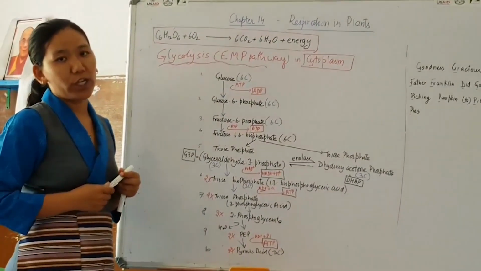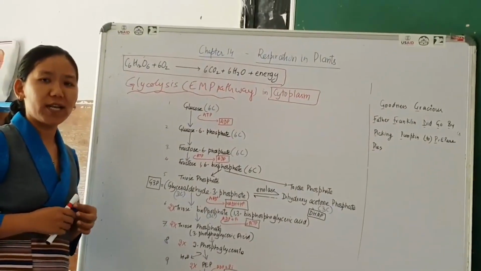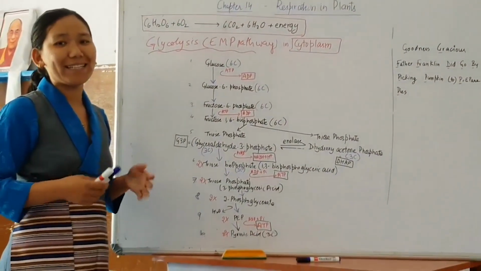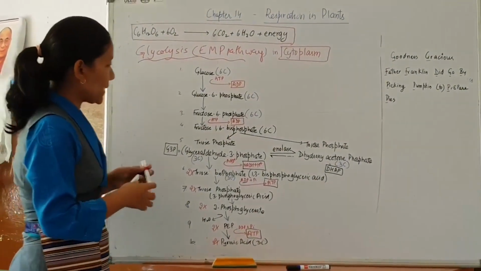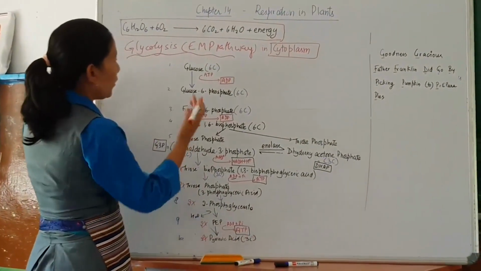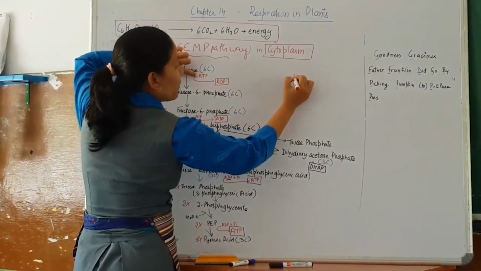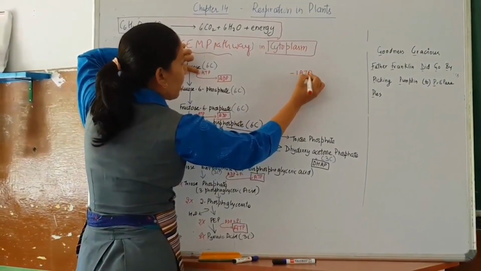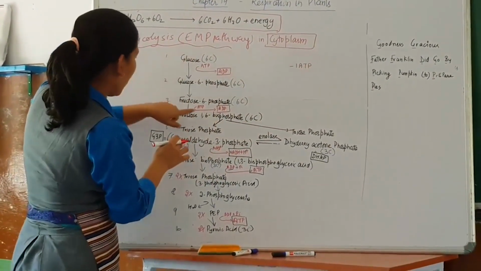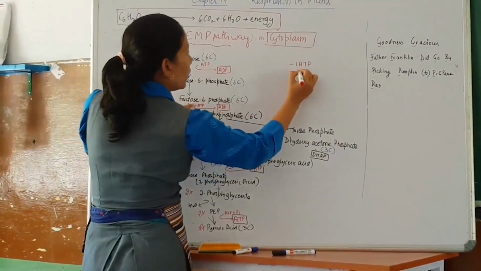Now let us calculate how much energy is utilized and what is the net gain of energy. So let's see here. We have 1 ATP utilized, so we'll just write minus 1 ATP here. And then here, 1 more.